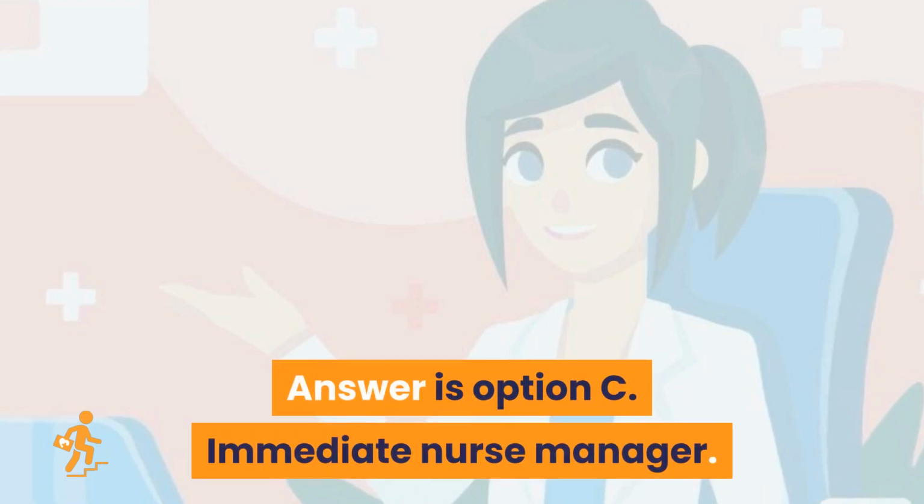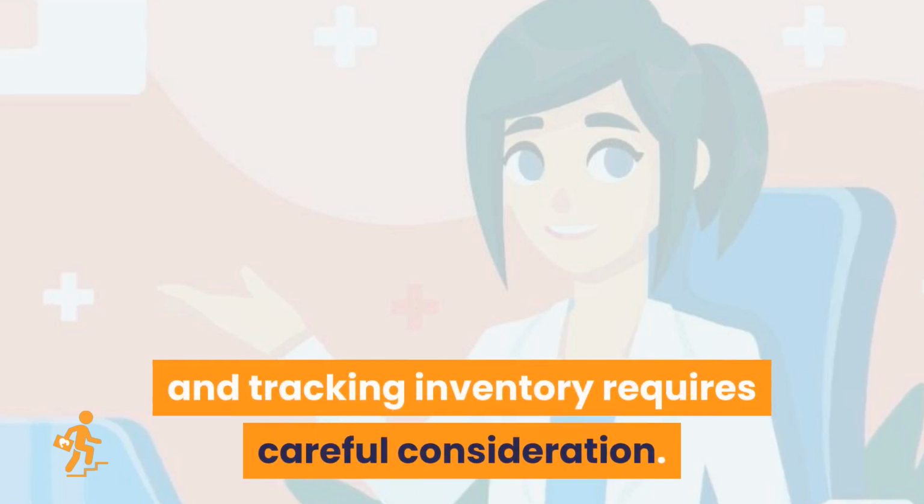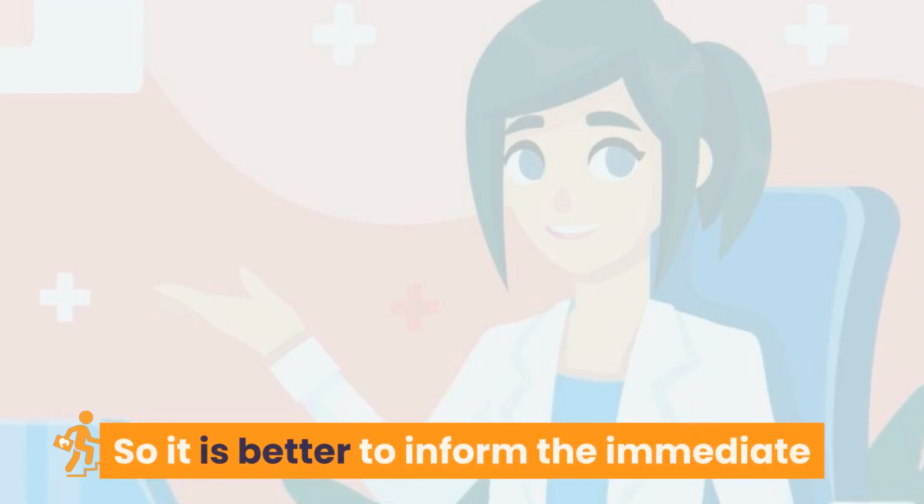Answer is option C. Immediate nurse manager. When supply counts run low, managing and tracking inventory requires careful consideration. So it is better to inform the immediate nurse manager to manage the supply shortage.